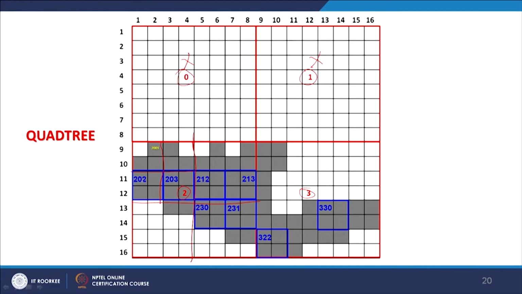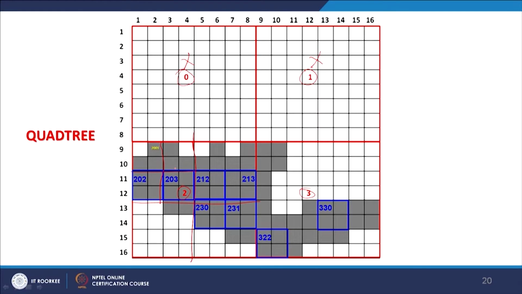So, the southwest quadrant and this southeast quadrant both have achieved homogeneity, and therefore there will not be any further divisions. But this northwest quadrant and this northeast quadrant still have heterogeneity, and therefore further divisions would be made. And if we make 4 more divisions, then we achieve the unit level. And then, how is coding done?